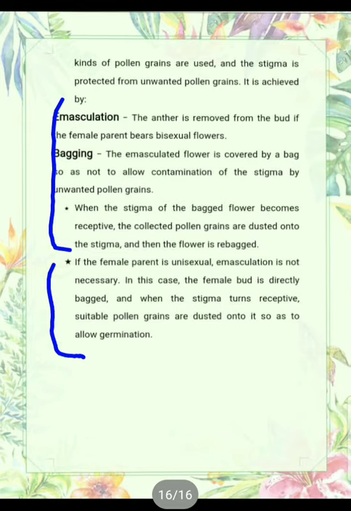Actually, artificial hybridization is a very good method for obtaining a hybrid variety of a different species, which may be very useful for the farmers or for us also. So this is the last topic of this chapter.